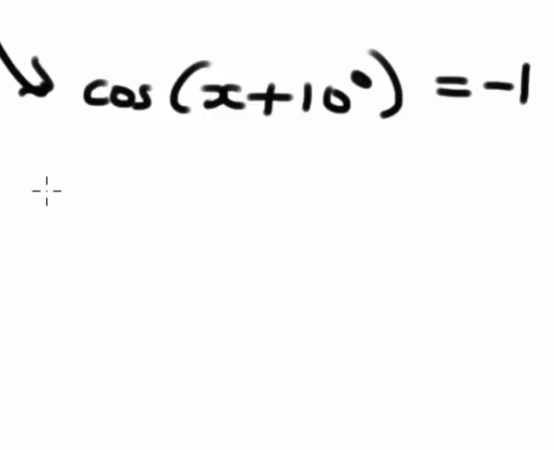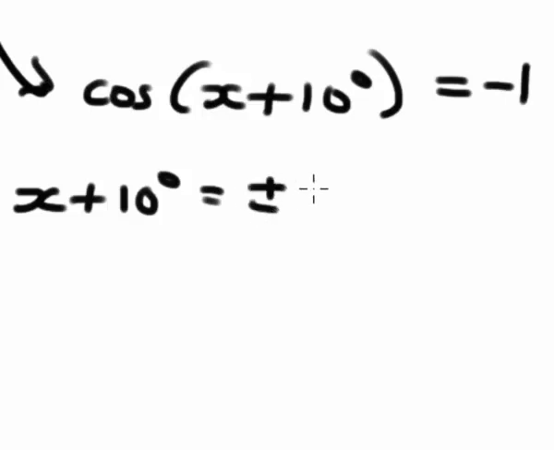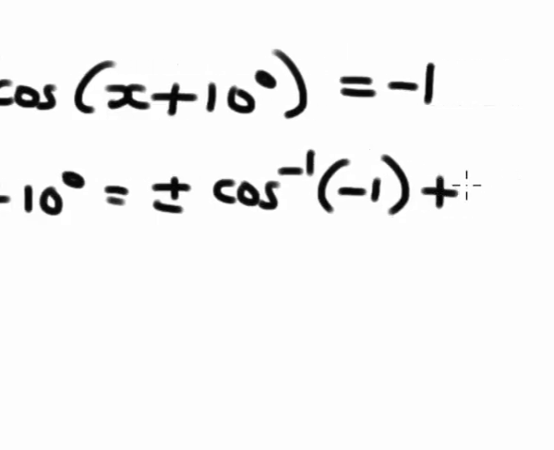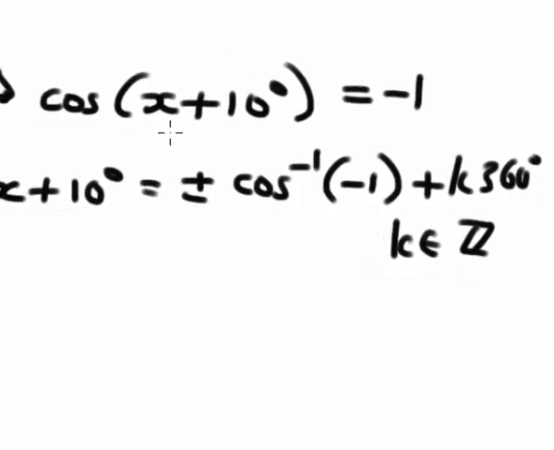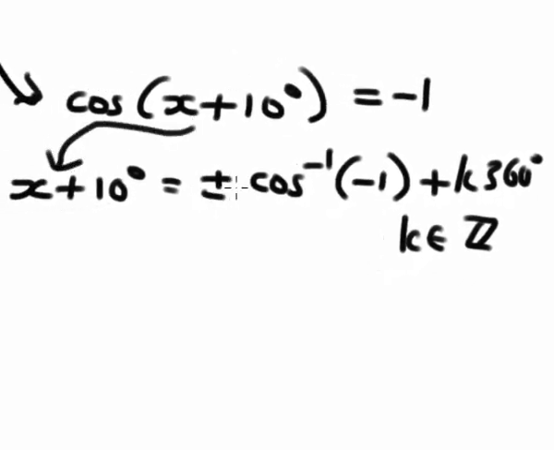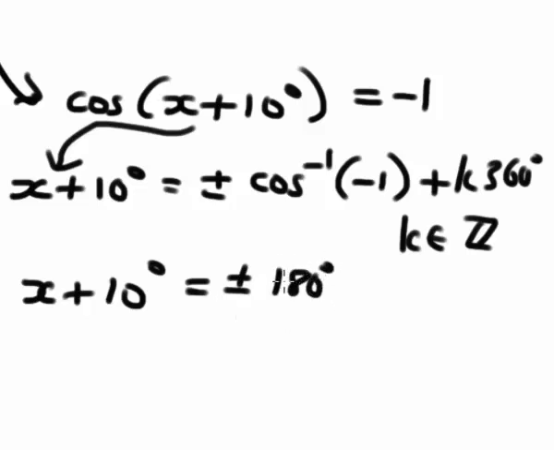Now we go back to our normal trigonometric equation. So it's x plus 10 is equal to plus minus shift cos of -1 plus k 360, where k is an integer. Remember you keep the whole angle, and it's plus minus with cos, shift cos of the number there, plus k 360. So x plus 10 is plus minus the shift cos of -1, that would be 180 degrees, plus k 360. You can check that in the calculator.